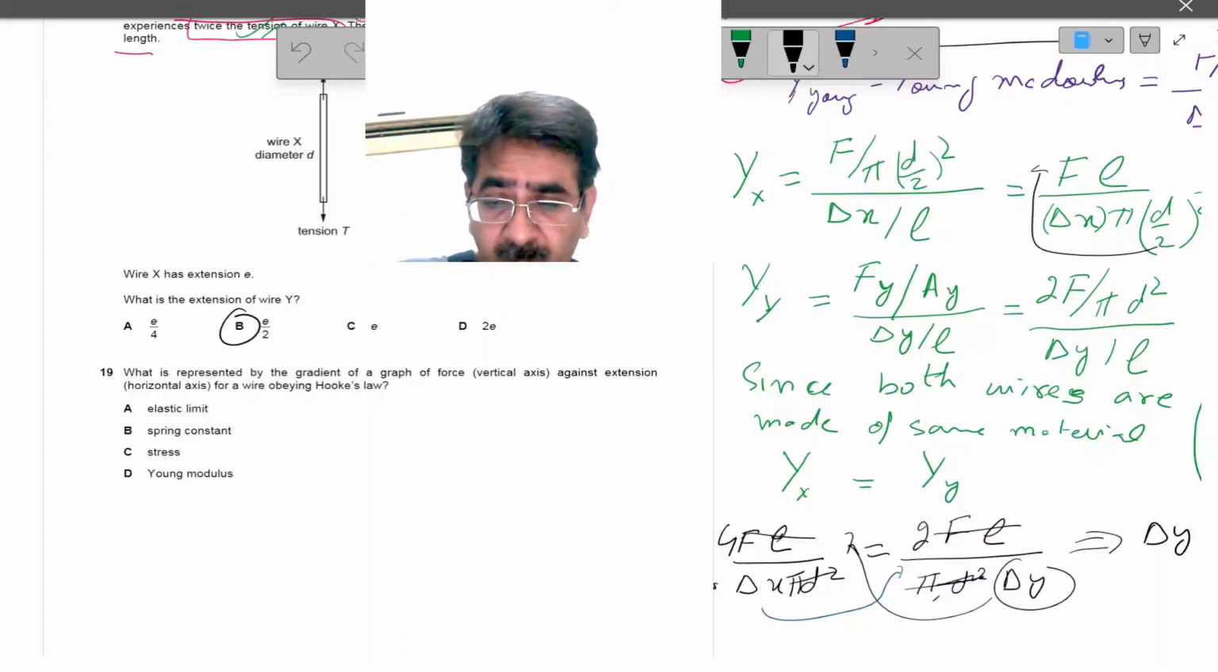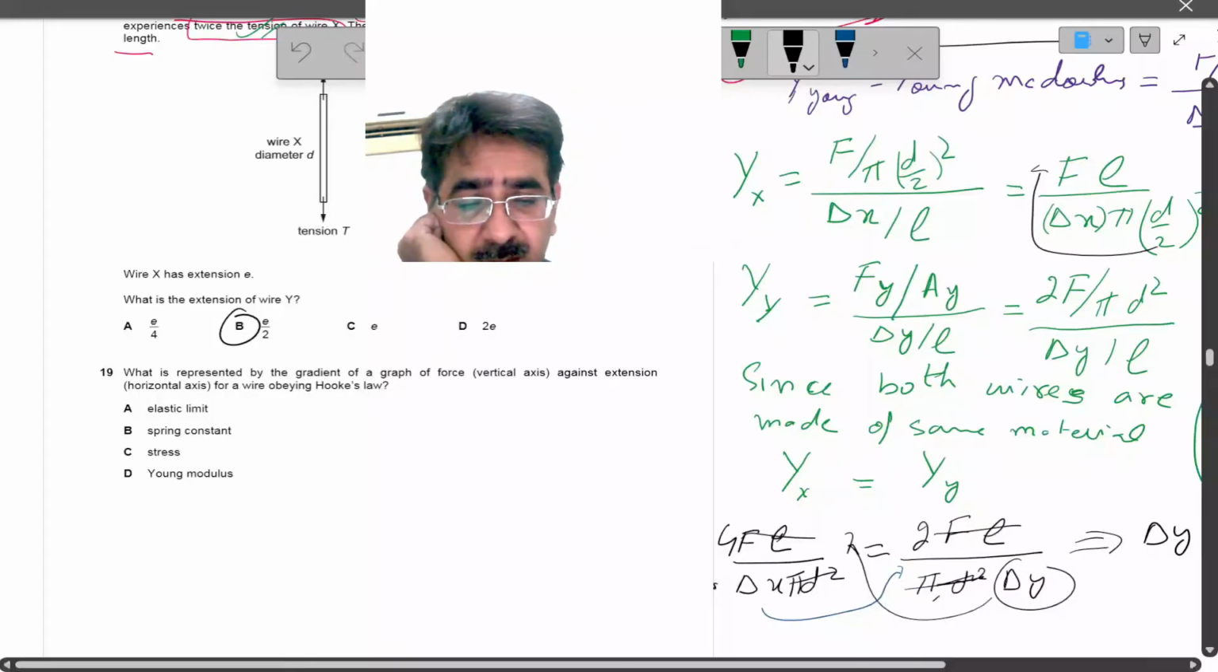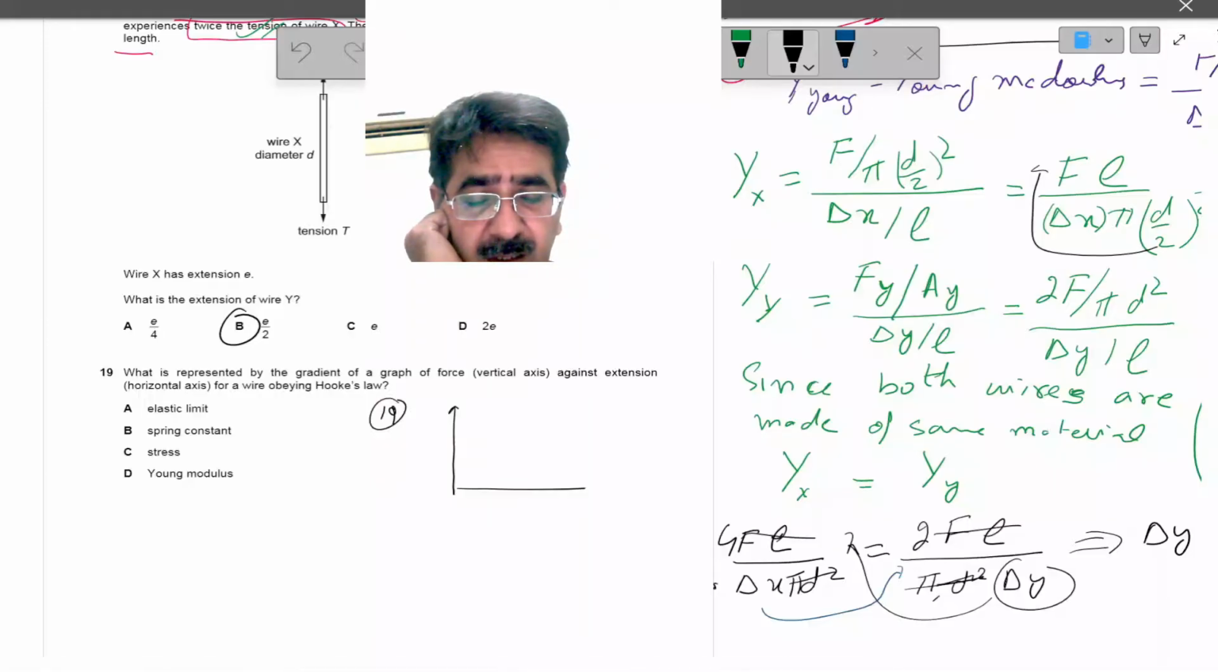Question number 19: what is represented by the gradient of the graph of force along the vertical axis against the extension, delta x, along the horizontal axis, for a wire that obeys Hooke's law?